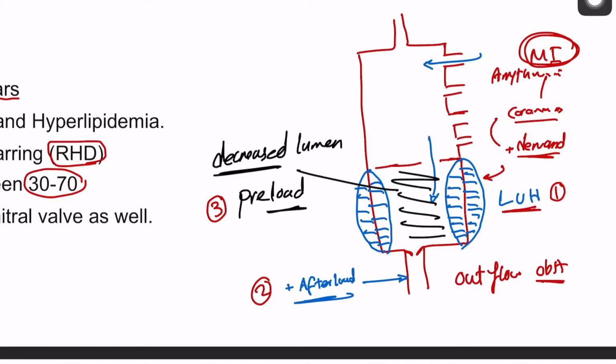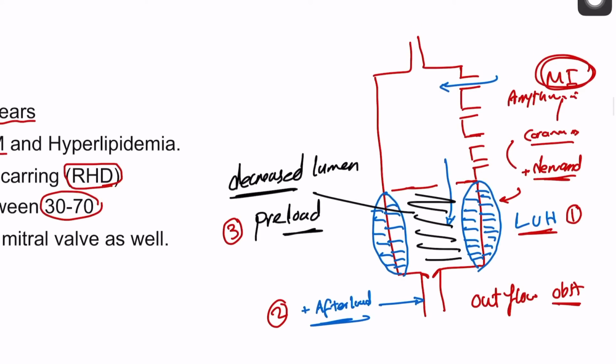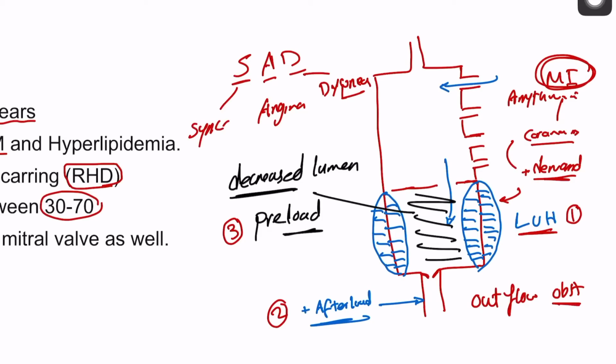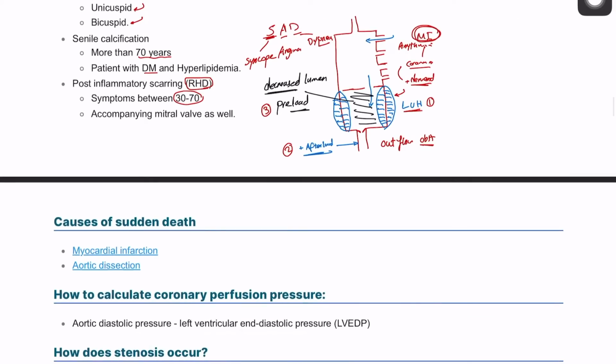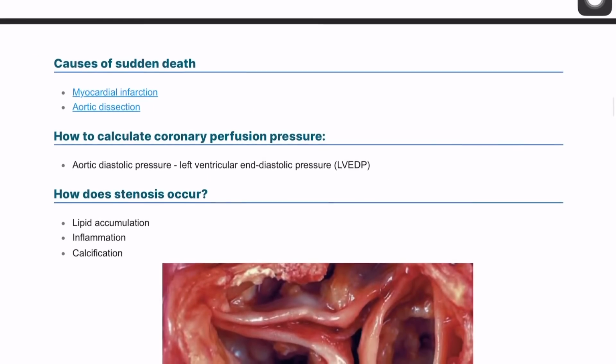The patient's symptoms are mainly remembered by the word SAD. Actually, the S is for syncope, not shortness of breath, which is a sudden collapse, and angina and dyspnea as well. So this is just a basic explanation of aortic stenosis. We mentioned the causes of death, which are mainly myocardial infarction and aortic dissection.